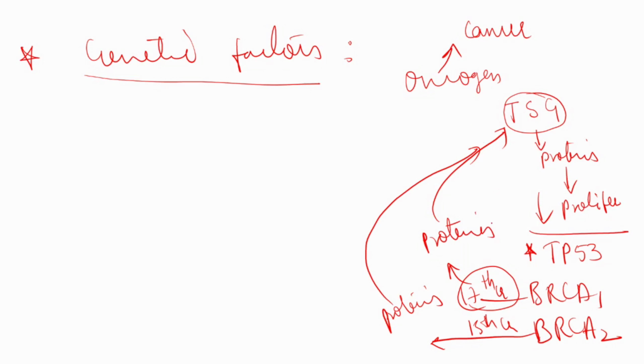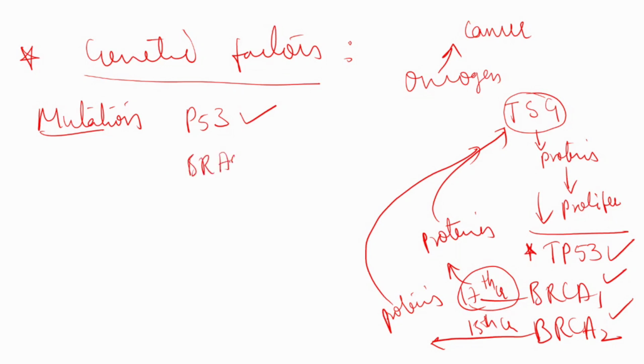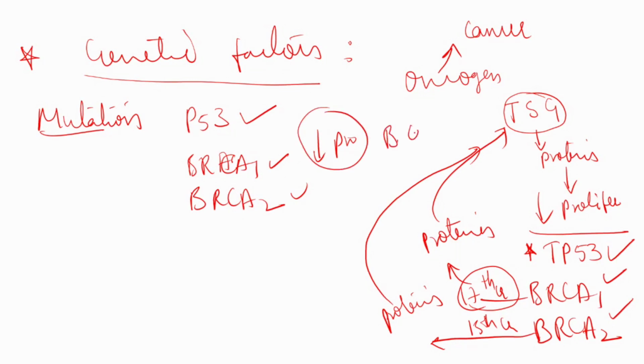Okay, so TP53, BRCA1 and BRCA2, these three are very, very important protective genes which are present in our body. If mutation occurs in P53, the mutated proteins can't cause tumor suppression activity. Okay, mutation in P53, mutation in BRCA1, mutation in BRCA2. These three mutations will decrease the production of proteins which have tumor suppression activity, and with that, the patient will have a higher risk of developing breast cancer.